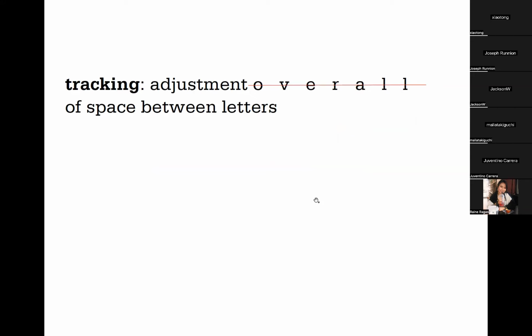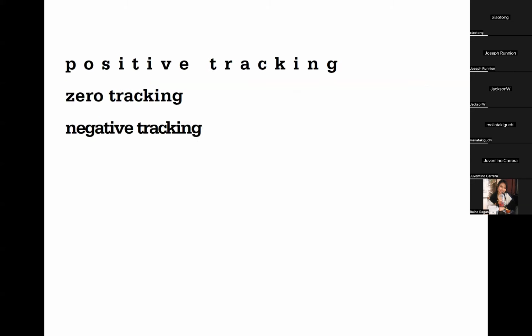So tracking, on the other hand, is the adjustment of the overall space between letters. We have positive tracking, which means we're adding space between all the letters. 0 tracking means it comes out just how you've typed it. And negative tracking means you've squished them all together. They're kind of bumping into each other. It's super cozy, like a crowded room. Everybody is shoulder to shoulder.